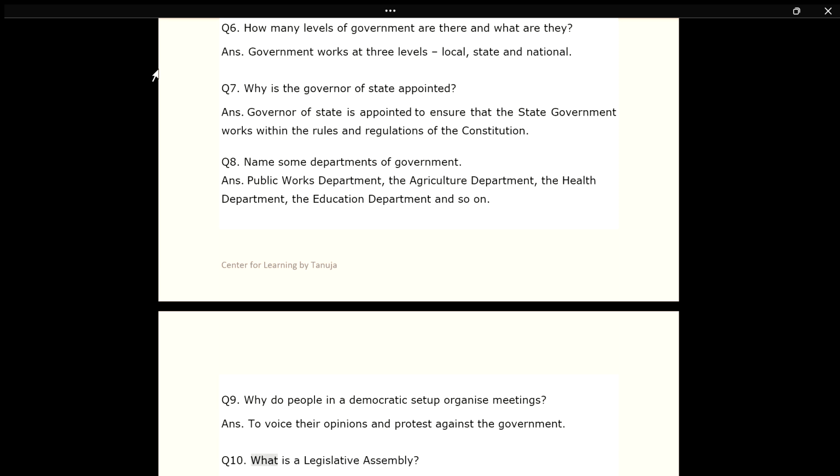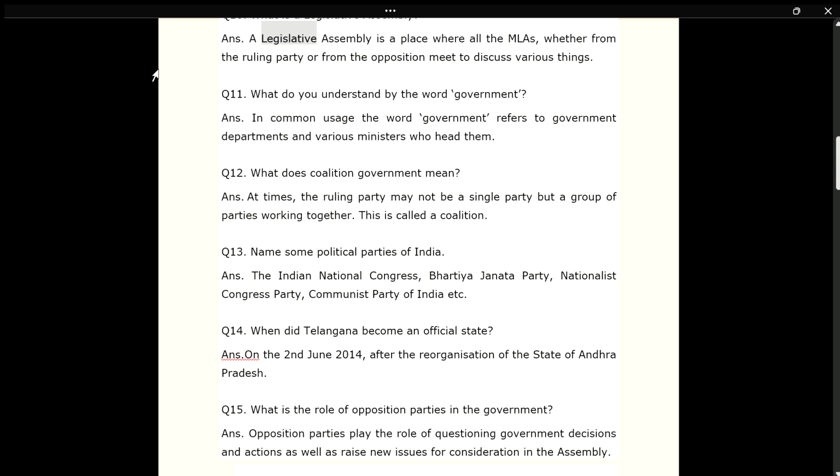Q10. What is a legislative assembly? Ans. A legislative assembly is a place where all the MLAs, whether from the ruling party or from the opposition, meet to discuss various things. Q11. What do you understand by the word government? Ans. In common usage, the word government refers to government departments and various ministers who head them.